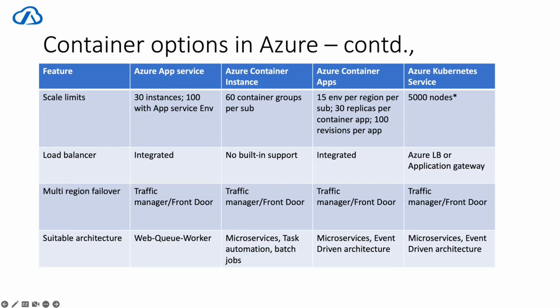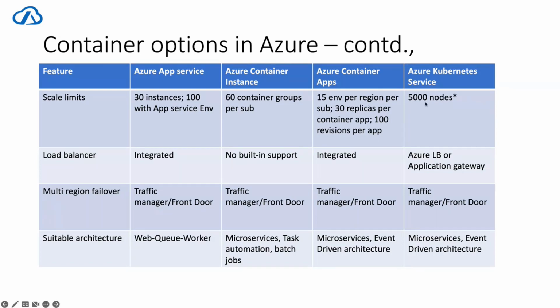And these are the restrictions as of now we have for Azure Container Apps. 15 environments per region per subscription, and then you can have 30 replicas per container app. This is at a container app. So if you remember the hierarchy, environment will have multiple container apps, and each container app will have multiple revisions, and each revision will have multiple replicas. All right. That's how the hierarchy is.